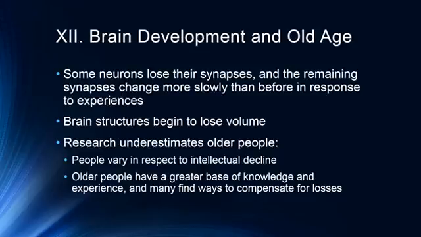We start seeing that research tends to underestimate older people, and that is, people tend to vary with respect to their intellectual decline. In general, older people have a greater base of knowledge and experience, and many find ways to compensate for their losses. And so it really is individual. And we're talking about normal aging here, not any sort of dementia or Alzheimer's.